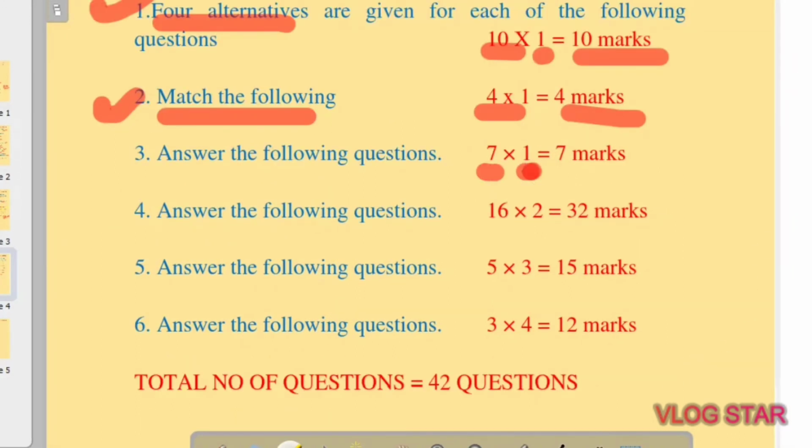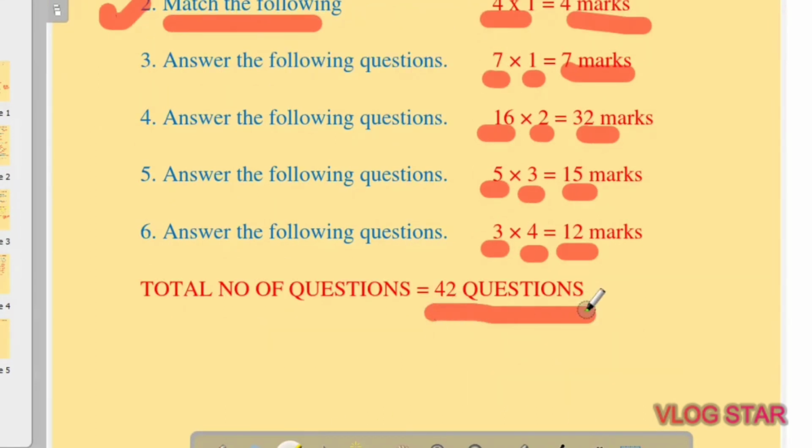7 questions of 1 mark each, that will give 7 marks. 16 questions of 2 marks each, that will give 32 marks. 5 questions of 3 marks each, that will give 15 marks. 3 questions of 4 marks each, that will give you 12 marks. Last year they asked 42 questions in general science, that will give you 80 marks.